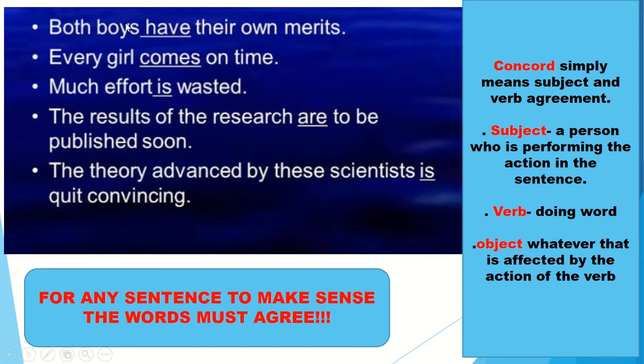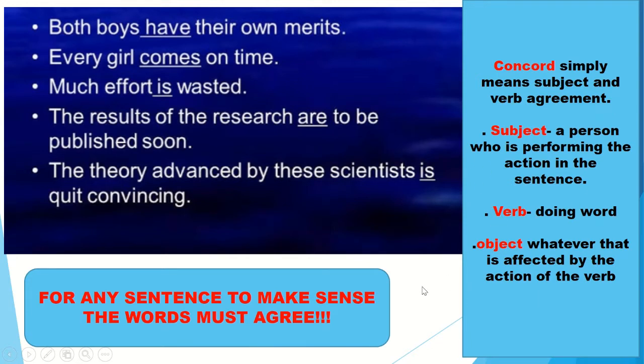Now, using only three sentences, I'm going to show you how to identify the subject. Both boys have their own merits. The first thing you need to ask yourself is, who has their own merits? Both boys. Therefore, both boys becomes our subject. Every girl comes on time. Who comes on time? Every girl. So every girl becomes our subject in the sentence. The key word is that for any sentence to make sense, the words must do what? Must agree. So we learned what a concord is, what a subject is, what a verb is, and what an object is.